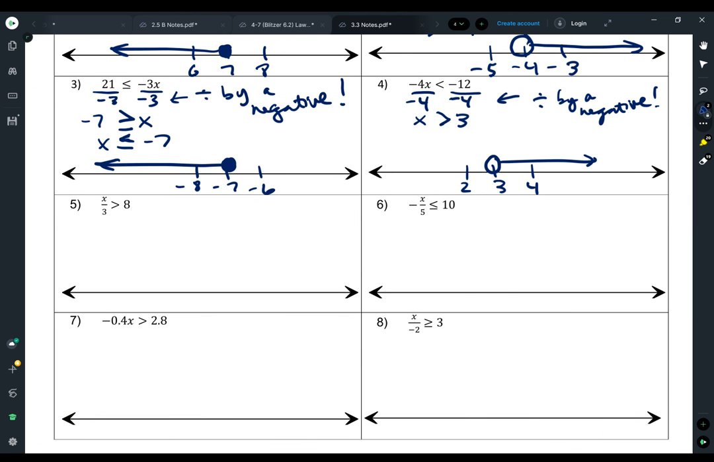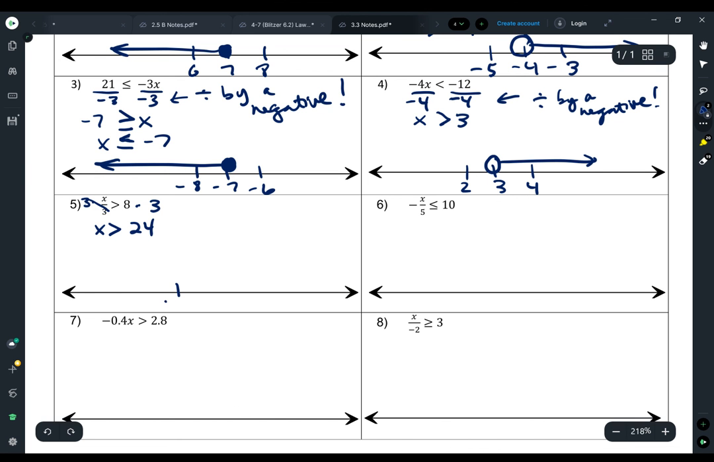Let's see, 5 and 6. So x divided by 3. Now I have division to start with, so I need to multiply on both sides. I'm going to multiply both sides by 3, and then I am left with x. Remember, when we divide by 3 and multiply by 3, it's just a 1x or x by itself. And then greater than. On the other side, 8 times 3 is 24.